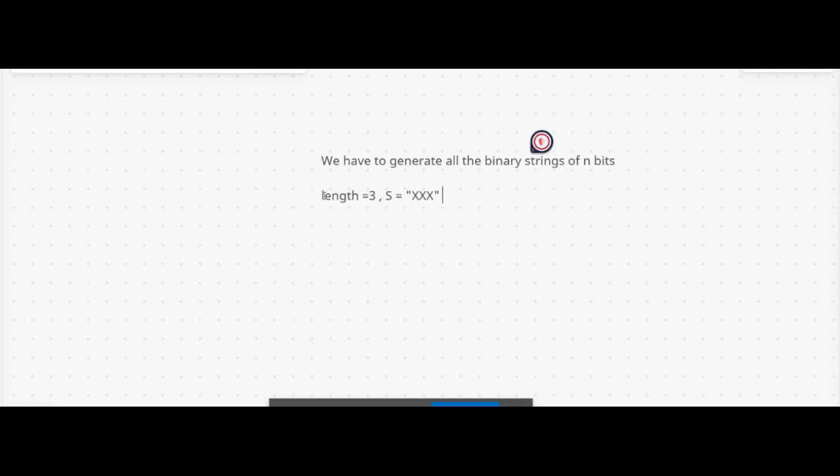Now, how many binary strings of length 3 are possible? Let's see that first. At the first position, we can put either 1 or 0, so there are two options. At the second position, we also have two options. At the third position, we also have two options. So there are a total of 2 to the power 3, which is 8, binary strings of length 3.